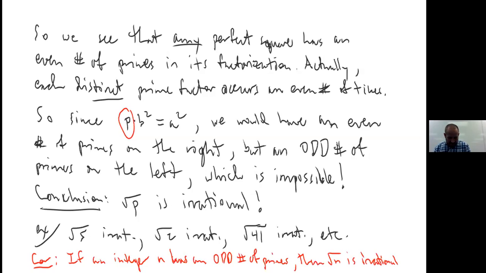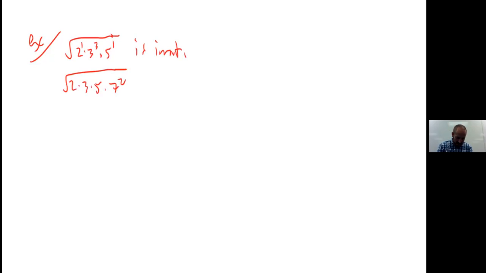So that's really cool, because now I can say things like, for example, the square root of 2 times 3 cubed times 5. How many primes do I have sitting there? 1 plus 3 plus 1 is 5. Does that make sense? That is irrational. The square root of 2 times 3 times 5 times 7 squared times 11 cubed.